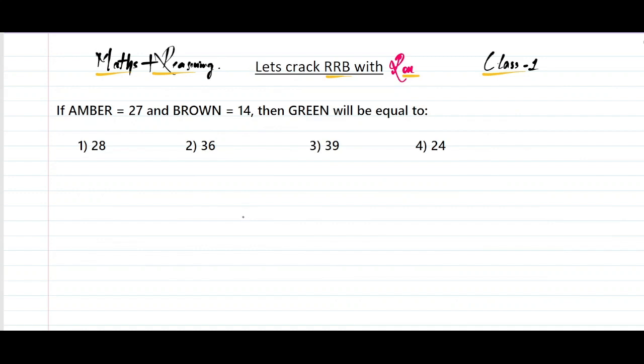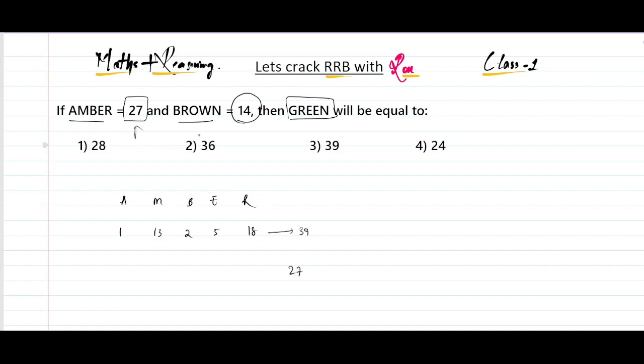So here we have a reasoning question. Amber is coded as 27, brown is coded as 14. They asked us to find how green is coded in that language. First let's take the place values of amber. A, M, B, E, R. A is 1, M is 13, B is 2, E is 5 and R is 18. Here we want 27. If you add all these, we will get more than 27. First let's see: 1 plus 13, 14, 14 plus 2, 16, 16 plus 5, 21, 21 plus 18, 39. But we want 27.